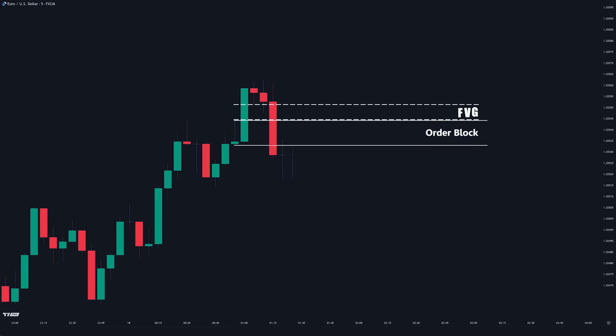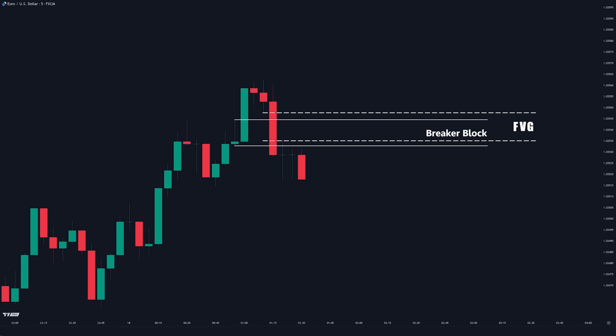But what happens when the price breaks this zone without showing support? It turns the zone into a breaker block, flipping its role. The bearish move that broke below this demand area also created a fair value gap, signaling strong bearish momentum. Individually, the bearish FVG and the breaker block are valuable trading zones.